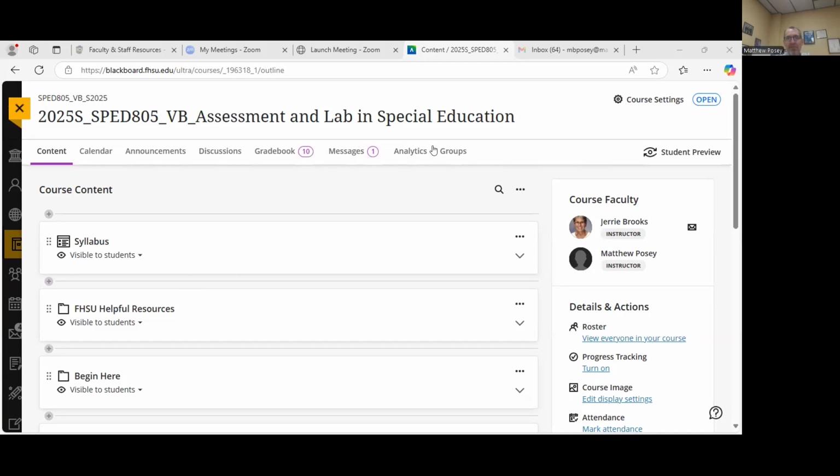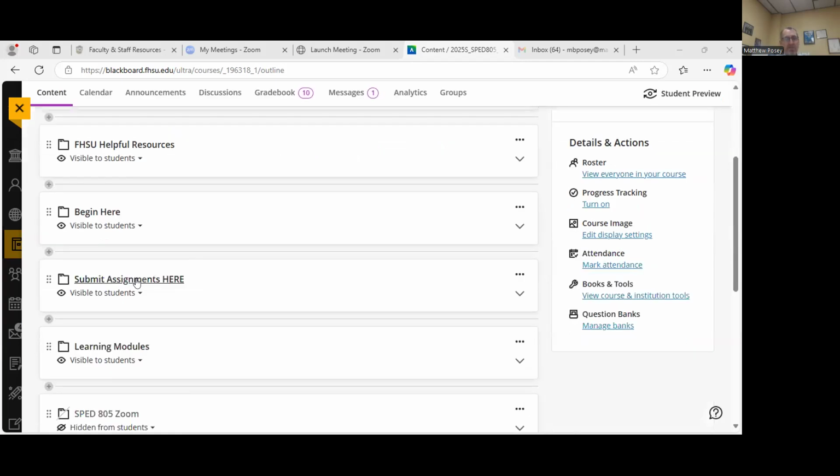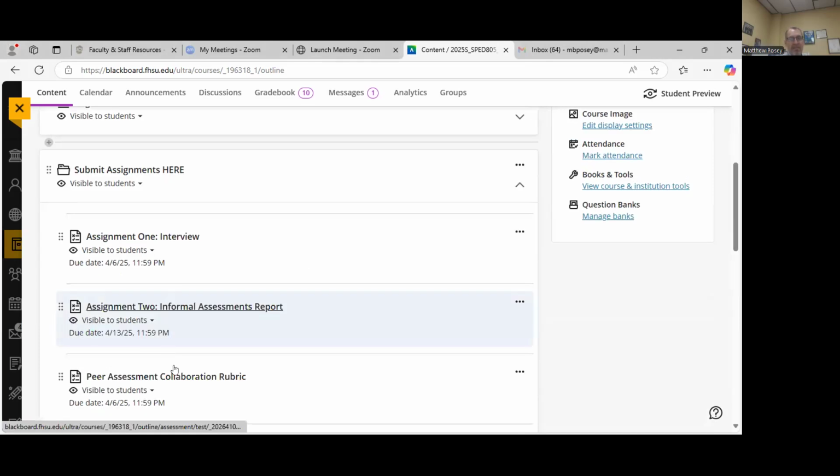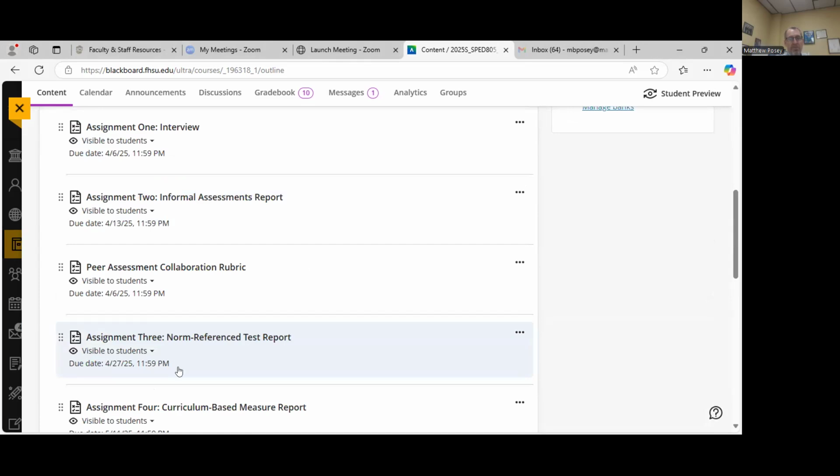So again, I'm circling around the group tab that I just mentioned at the top of the course shell. You'll just click on groups here at the top, and that's where you'll register. If you scroll down the course shell, you'll see where you submit assignments. This is where you'll submit each assignment. It'll be tabbed. It'll say group interview project, informal assessment report, peer collaboration rubric, informal assessment, norm reference report, mock IEP.